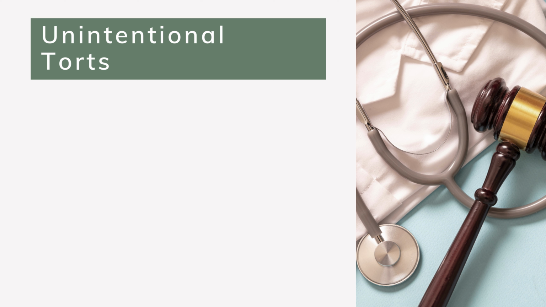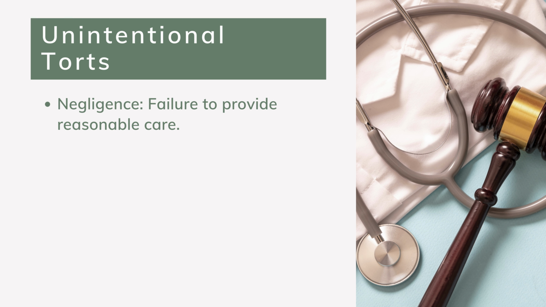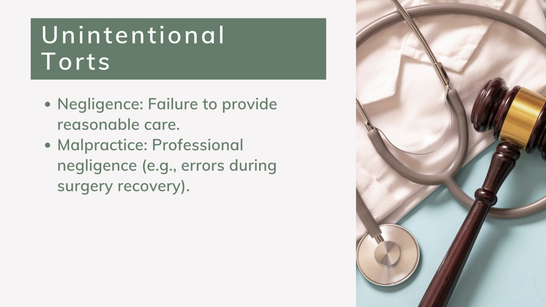Unintentional torts are more common in our nursing practice. These include negligence and malpractice, and are also called professional negligence. Let's unpack these terms. Negligence is the failure to provide care that a reasonably prudent nurse would provide under similar circumstances. Another one is malpractice. This is negligence that occurs while performing our professional duties, such as administering incorrect medication.